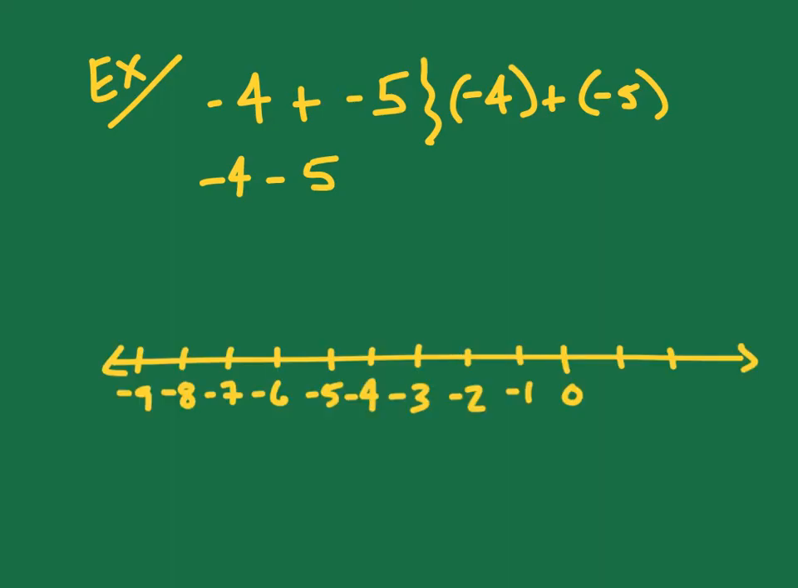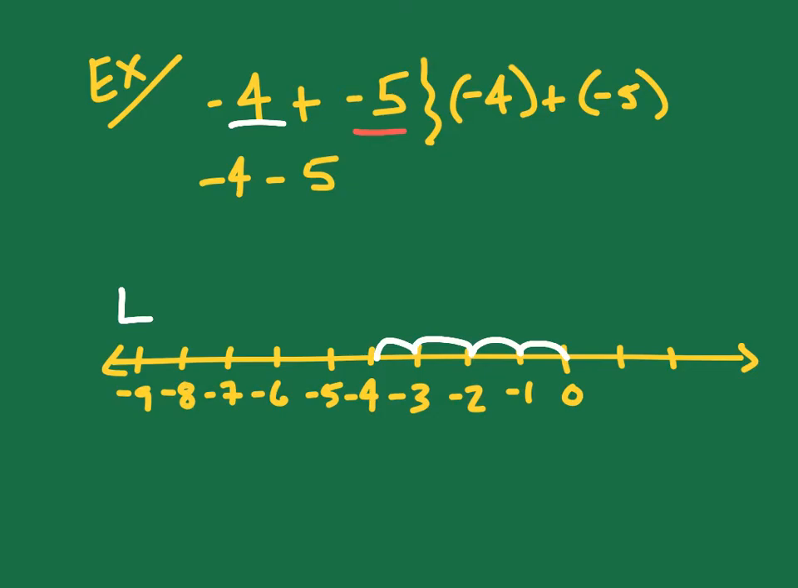And so once I draw my number line, again, I'm going to start at 0. Now, my first number is -4. So if I have -4, I'm going to move to the left 4 units. 1, 2, 3, 4, okay? And then the next thing I'm doing is I'm subtracting 5. So I'm adding another -5, okay?